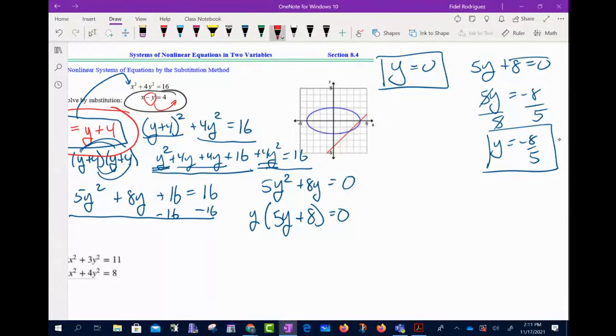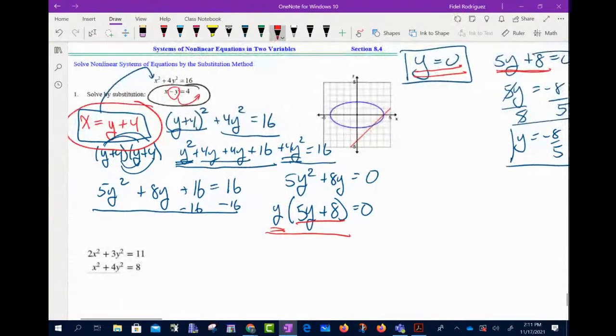But remember, there's two answers here, right? Because I'm setting each part equal to 0. This one tells me y equals 0. But if this other part was equal to 0, then y would be negative 8 over 5. So remember, think about it this way, John. I'm multiplying two numbers together, and I got 0. That tells me the first number was 0, or the second number was 0, right? So here's the first number being equal to 0. Here's the second number being equal to 0. What would y be from here? And that's what I'm solving. Better? Okay.